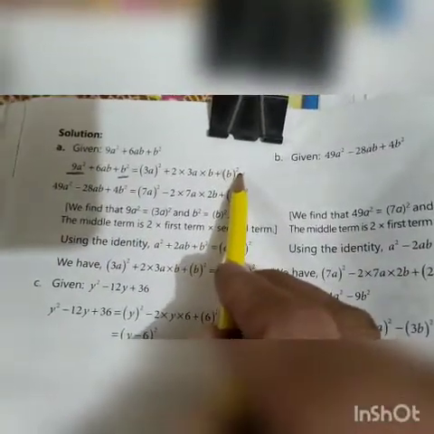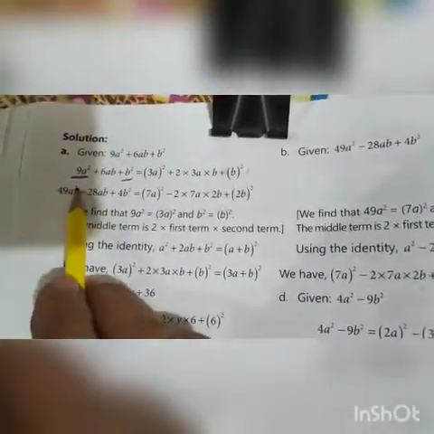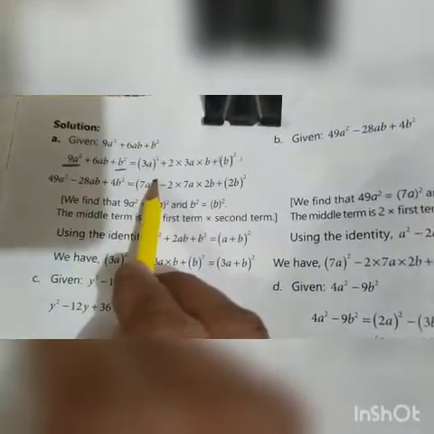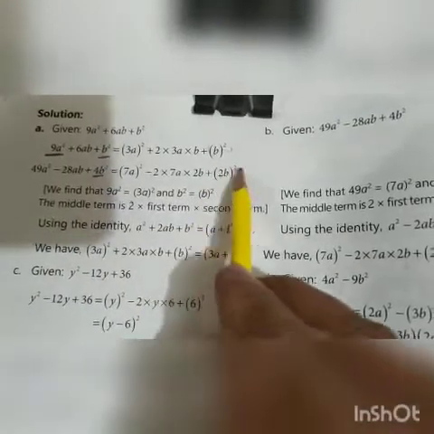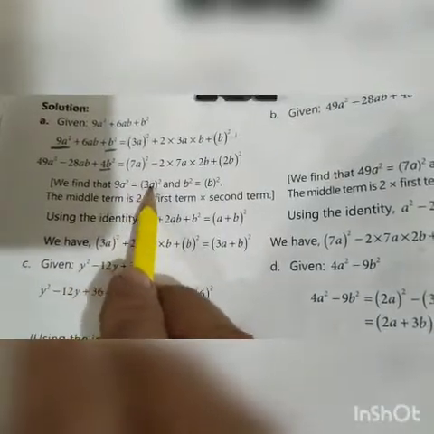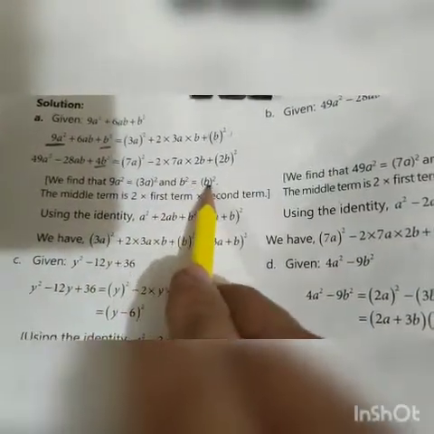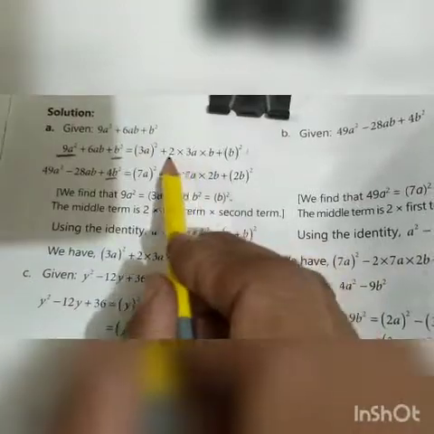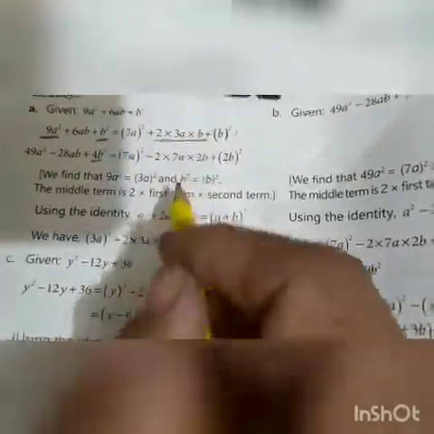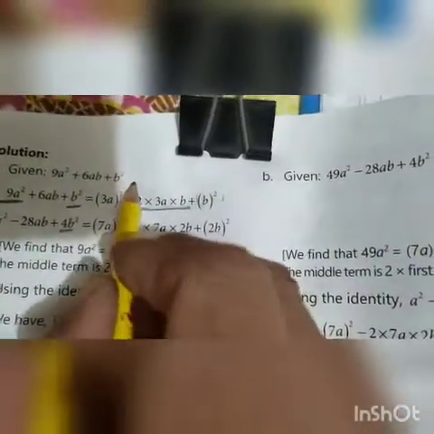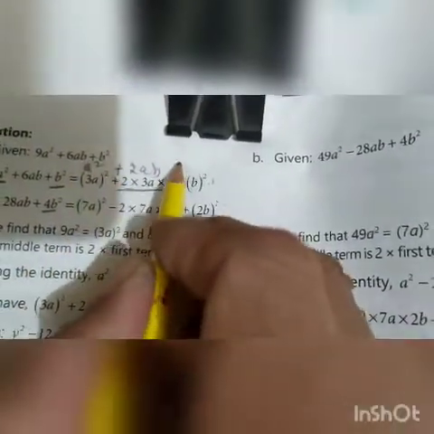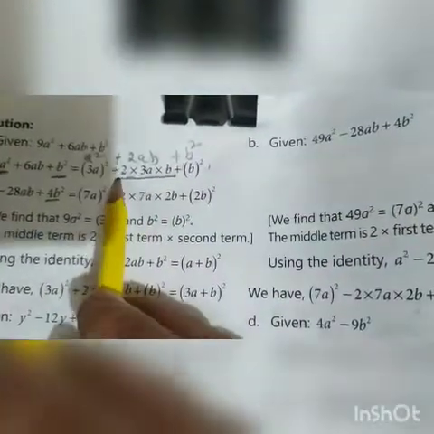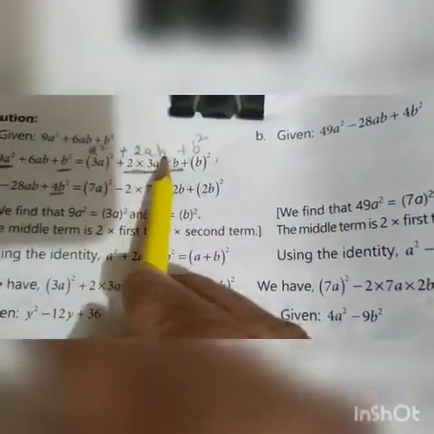In the same way, this 49a square is the square of 7a, and this 4b square is the square of 2b. We find that 9a square is equal to 3a whole square and b square is equal to b whole square. And this middle term, we will take it like plus 2ab. What is the identity? This is a square plus 2ab plus b square. We will compare this term with plus 2ab.